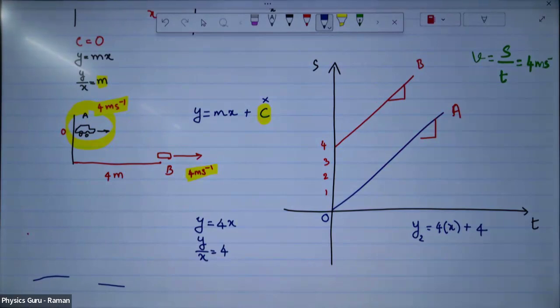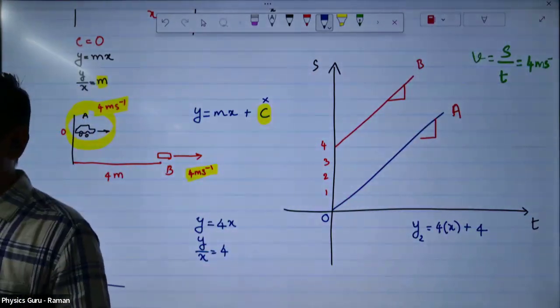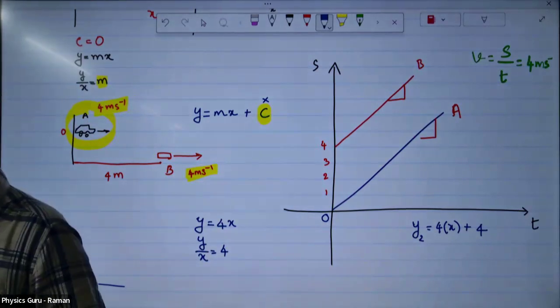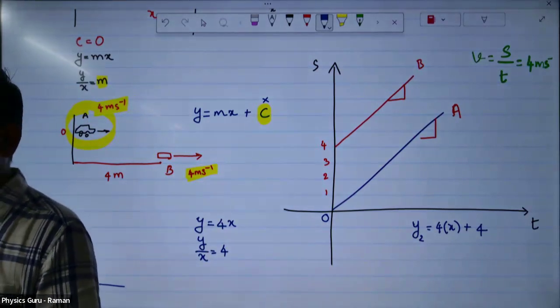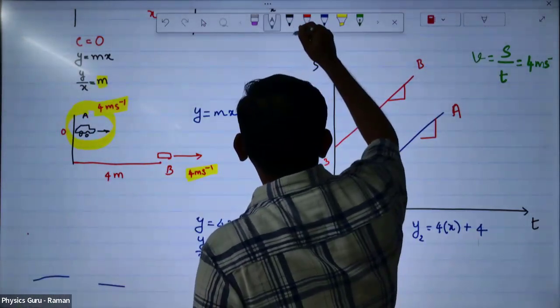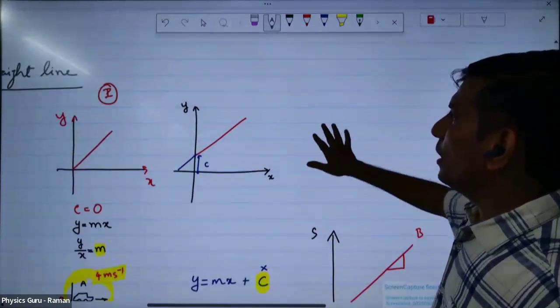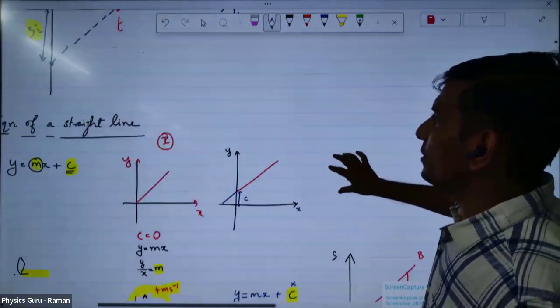Fine. Children, did you understand how the graphs are converted into equations, and how the equations are converted into graphs? Let's go back to our previous graphs for your friends and we will revisit.